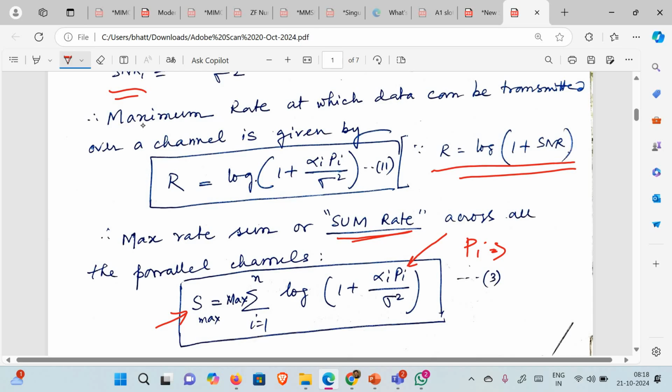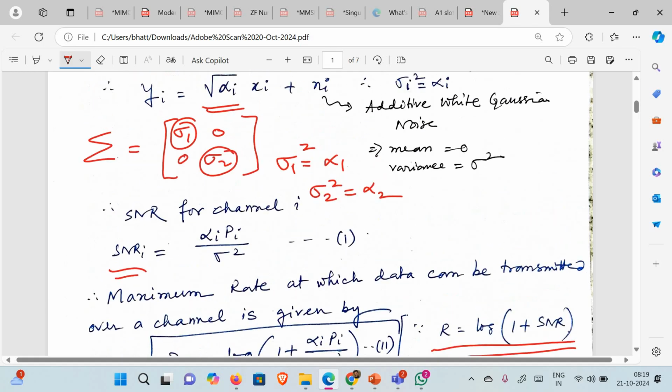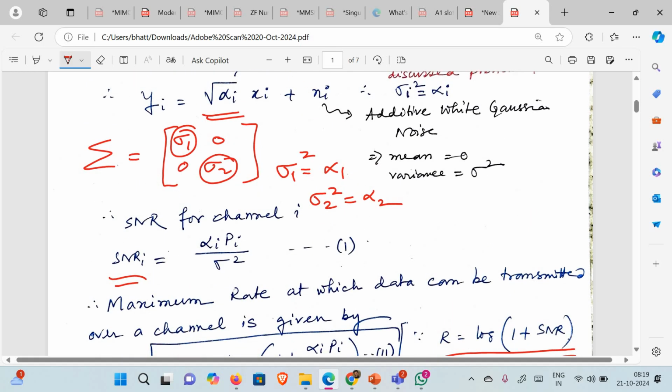So suppose there are 5 branches: 1, 2, 3, 4, 5. Each branch will be allotted a specific optimized power, which is basically given by that Pi. Now we will see how to calculate that Pi. And the second part is alpha, which is coming from the singular value decomposed outcome.